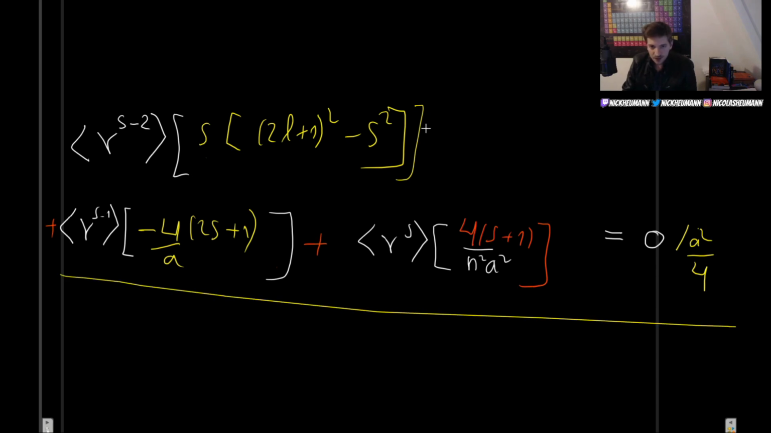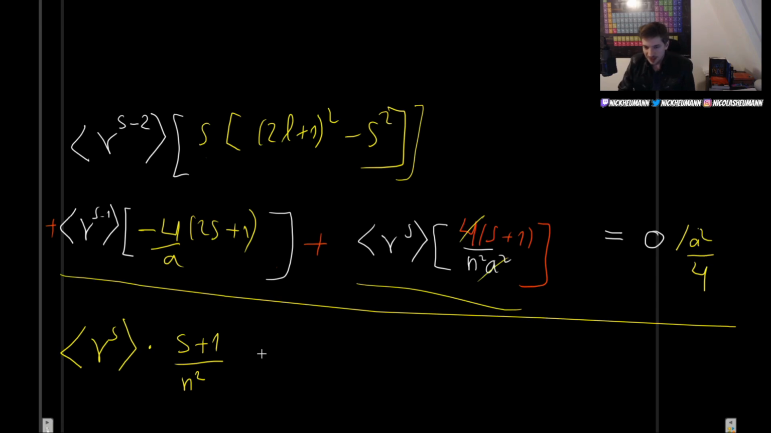We get this first part, which is going to be basically the same. And actually, I think that in the book, the order is different. So I'm going to switch the orders here. So let's begin with this. So r to the s. Now we divide it by 4. So this is going to be multiplied by s plus 1 divided by n squared, right? The 4 canceled out with this and the a squared canceled out.